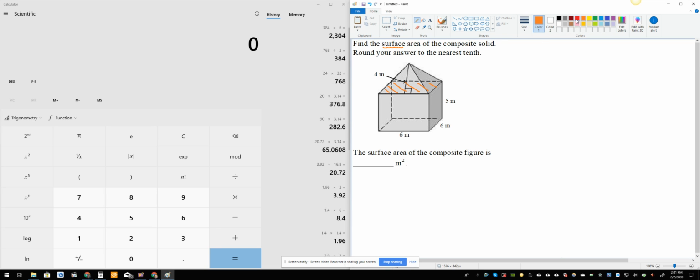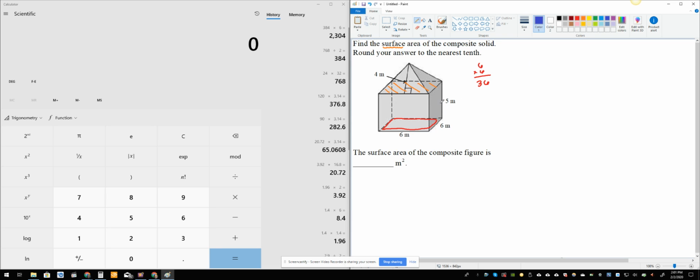So as we do this, we just need to do the area of all the sides and then add them together. Starting with the bottom, we have a 6 by 6 rectangle, which is going to give us an area of 36. So 6 times 6 is 36.